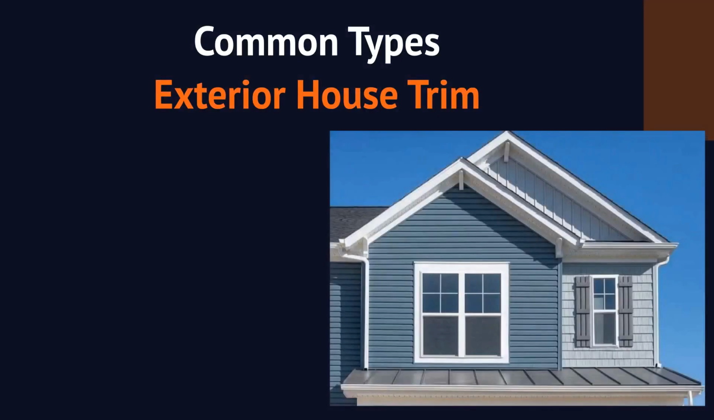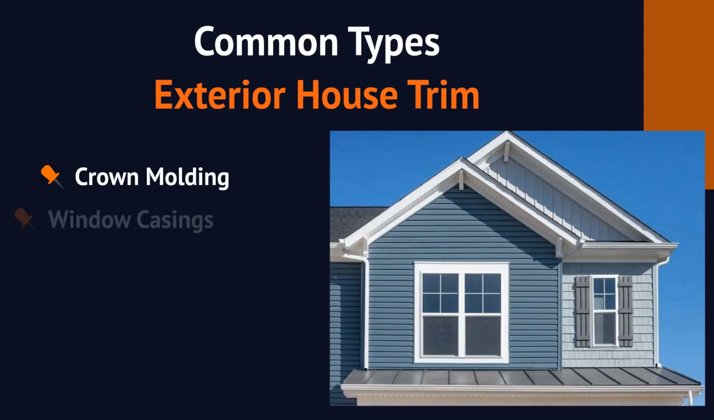Now that we know what exterior house trim encompasses, let's dive into some common types you might encounter. 1. Crown molding. Crown molding, also known as cornice molding, is usually found at the top of walls where they meet the ceiling. It adds a touch of elegance and charm to your home. 2. Window casings. Window casings are the frames around windows. They not only provide a finished look but also help protect the window structure.